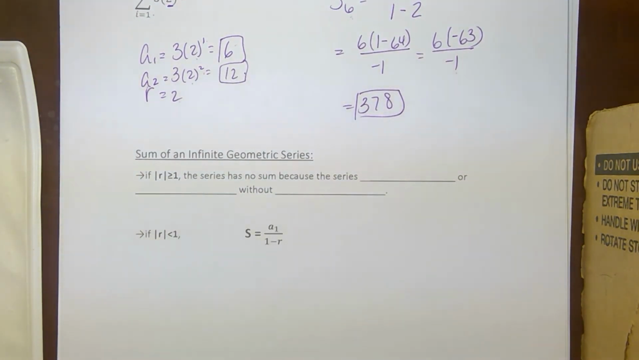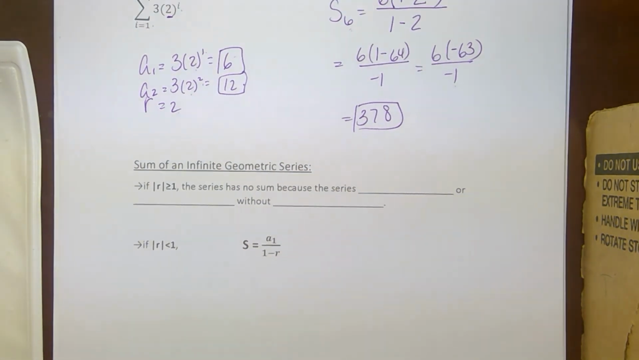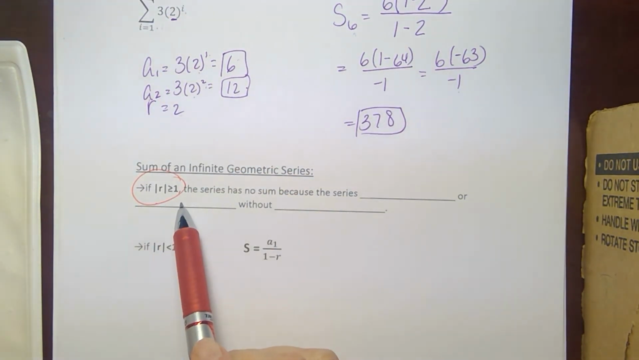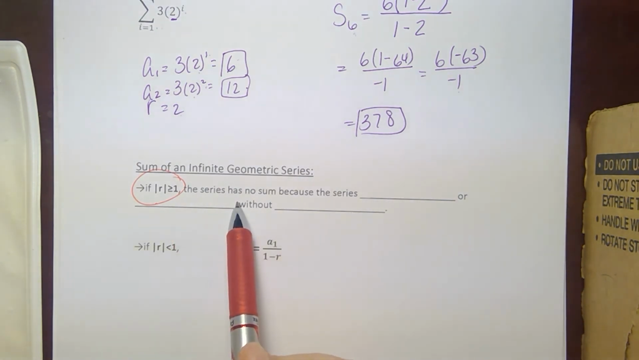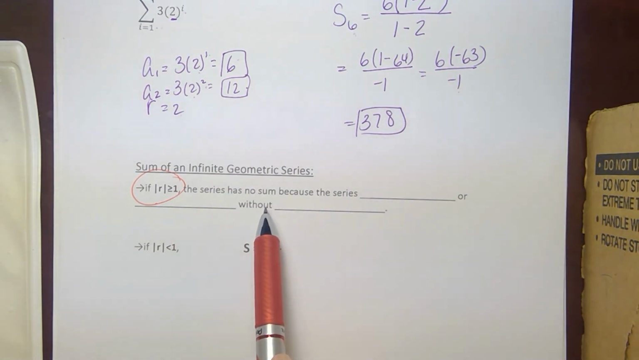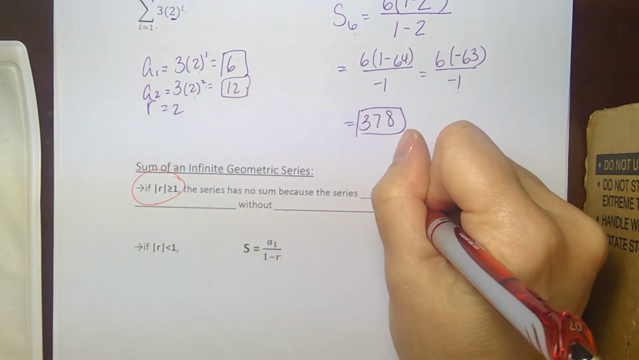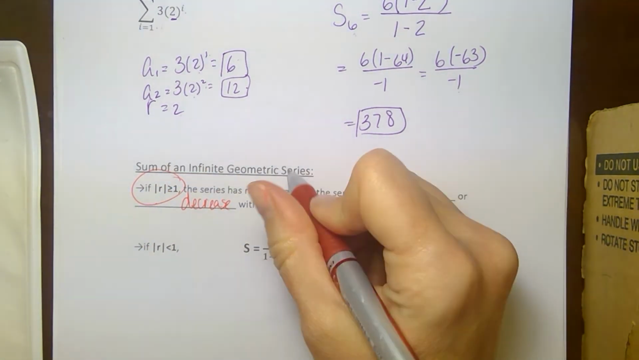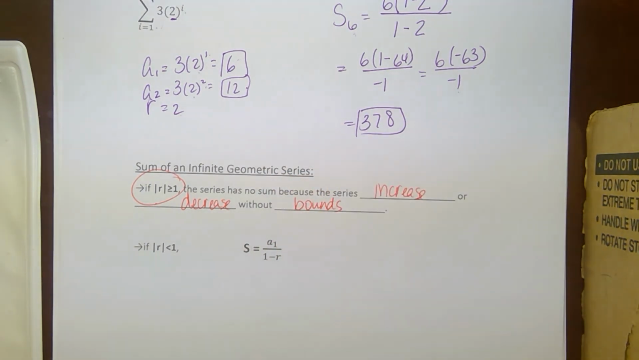The sum of an infinite geometric sequence. Well, you cannot always find the sum of an infinite sequence, right? In fact, if my ratio right here is more than 1, either positive or negative, then that means my series is going to have no sum, just like an arithmetic series, because that series is going to increase or decrease without bounds. It's just going to keep getting bigger and bigger because I'm multiplying times 2 or times 3 or times negative 5, so I can't find that sum.